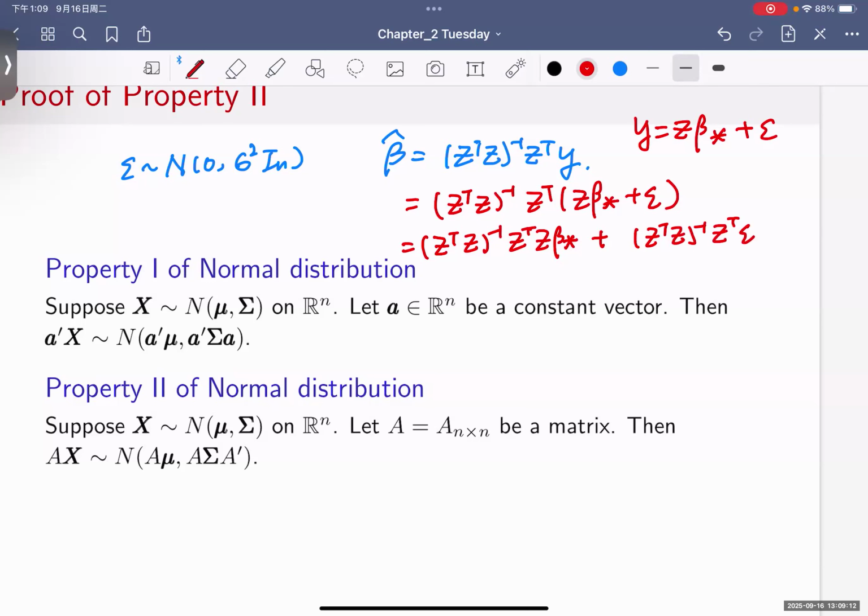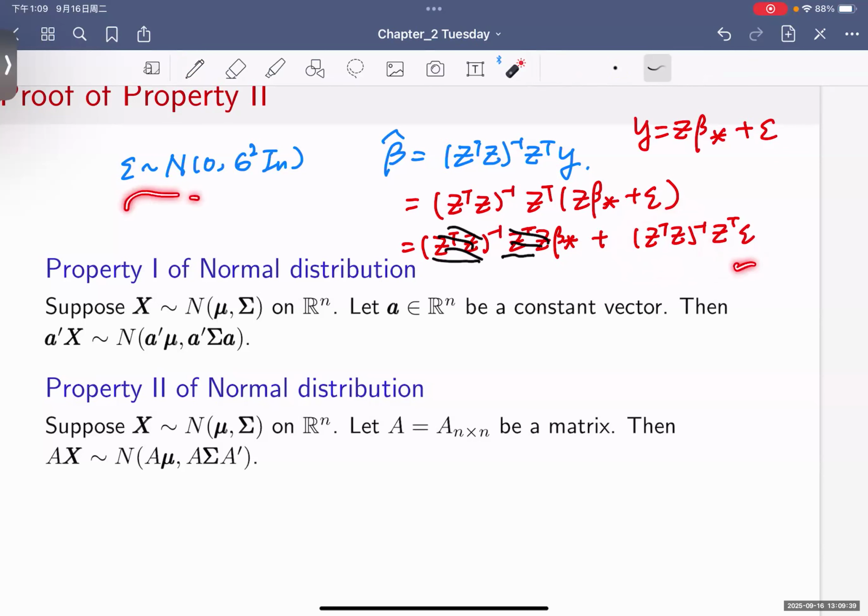The first term we already know, we can have some cancellation, since it's a function times its inverse, so they cancel each other. So this result tells us the relation: beta hat and beta star only have a difference, which is this term, Z transpose Z inverse times Z transpose epsilon.